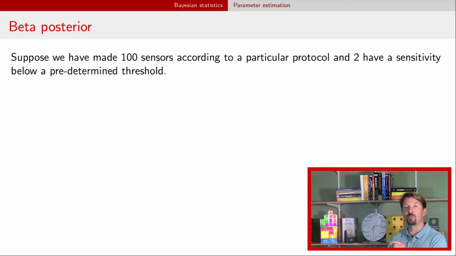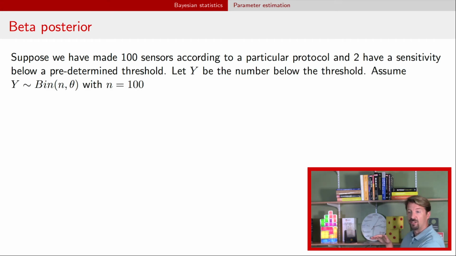Okay, so let's get a concrete example here. We have a binomial experiment where we have, say, 100 sensors, and 2 of those sensors have a sensitivity that's below some predetermined threshold. Suppose that we call y the number that are below the threshold, and we assume that the observations are independent. Therefore, we have a binomial model with n equals 100 and theta, this unknown probability of success. And now, perhaps we have no other information, and so we're just going to assume a uniform distribution for theta. That uniform, remember, is the same as a beta(1, 1).